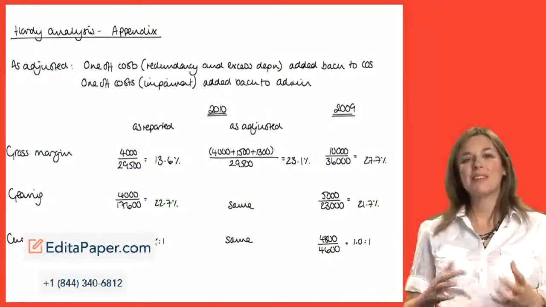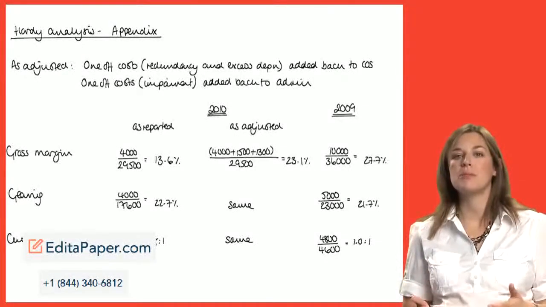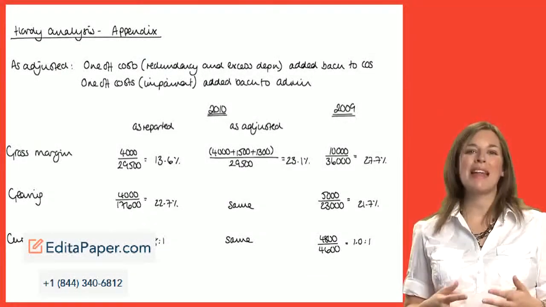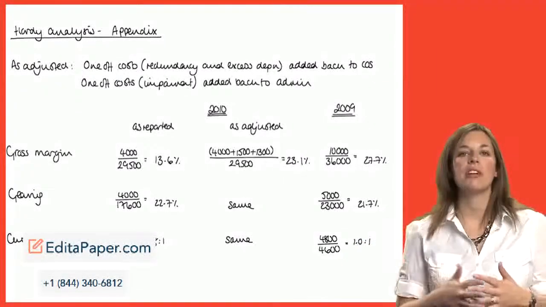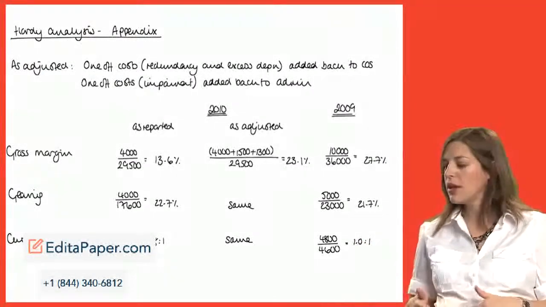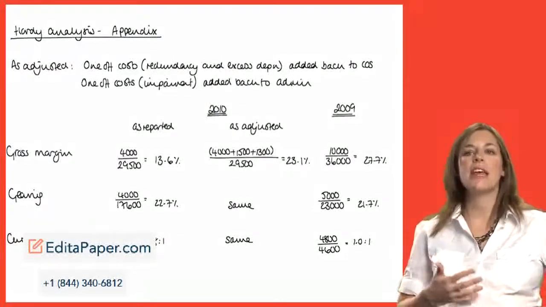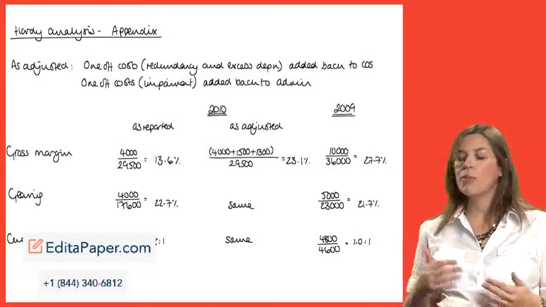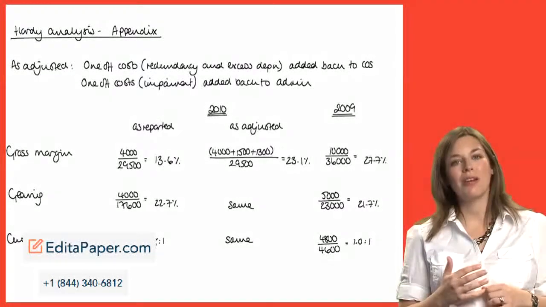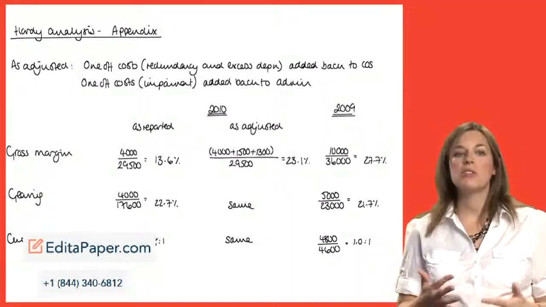That's giving me a better picture of what's really going on with this business and giving me something that's easier to explain. So we can see that last year gross margin was 27.7, this year it's 13.6, but if we adjust for those one-off costs, then we're looking at a margin of 23.1. That's given me lots of things to talk about.